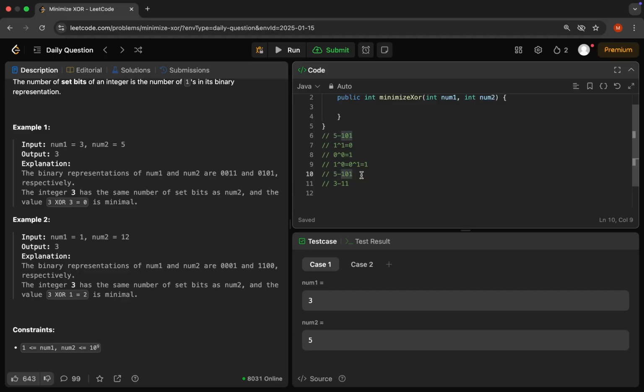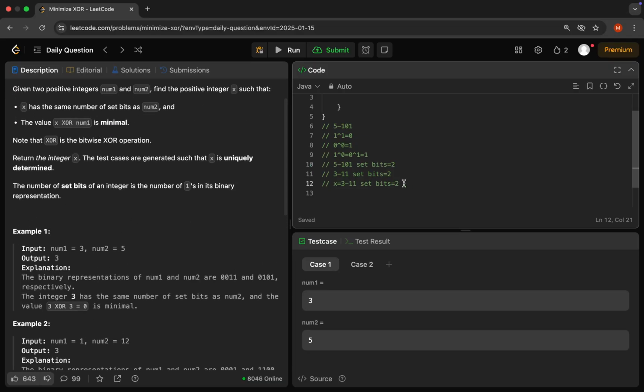Here the number of set bits is 2. As you can see, there is one set bit and another set bit, so there are two set bits. So the x value is 3. X equals 3, which is 11 in its binary representation, and here set bits are also 2. So let's see, x is fulfilling the condition.